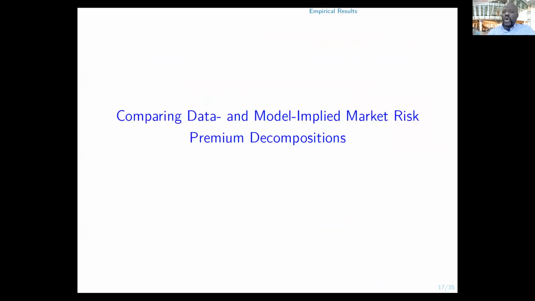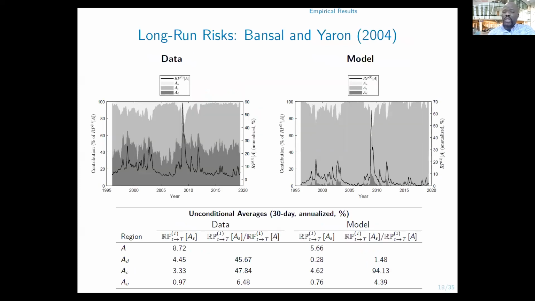So now, how do we compare the data and the model implied? This is what we get in the Bansal and Yaron model. I will not go over this again because I already explained what we have in the Bansal and Yaron model. But let me just go over the table that you see below these two graphs. What you see is the unconditional equity risk premium in the data, which is 872, and in the model is 566.